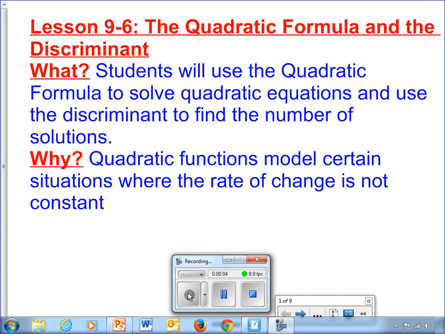This is lesson 9-6 entitled The Quadratic Formula and the Discriminant. Our objective in this lesson is that you will use the quadratic formula to solve quadratic equations and use the discriminant, which we'll define and show you what that means, to find the number of solutions. Of course, the reason we are studying quadratic functions is because they model certain situations where the rate of change is not constant.